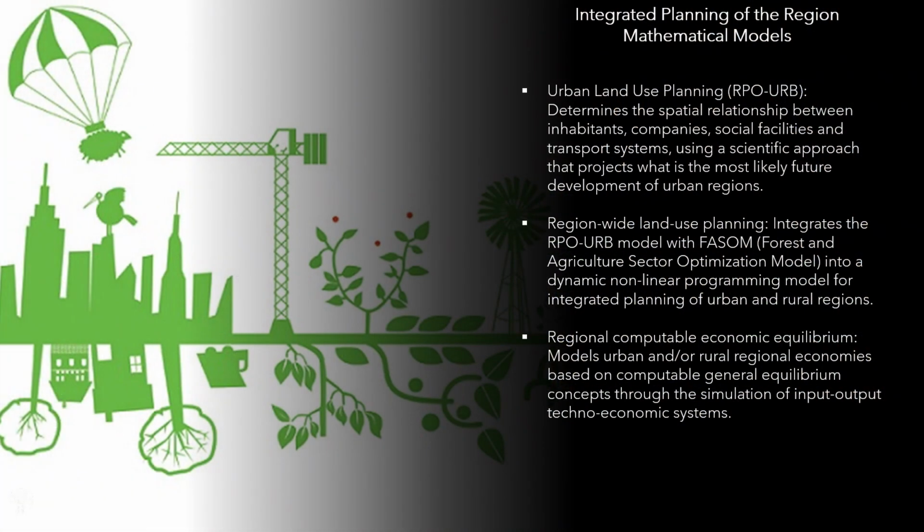The models included in the system are: Urban Land Use Planning, RPOURB, determines the spatial relationship between inhabitants, companies, social facilities and transport systems, using a scientific approach that projects the most likely future development of urban regions. Region-wide Land Use Planning integrates the RPOURB model with FOSSUM, Forest and Agriculture Sector Optimization Model, into a dynamic nonlinear programming model for integrated planning of urban and rural regions.